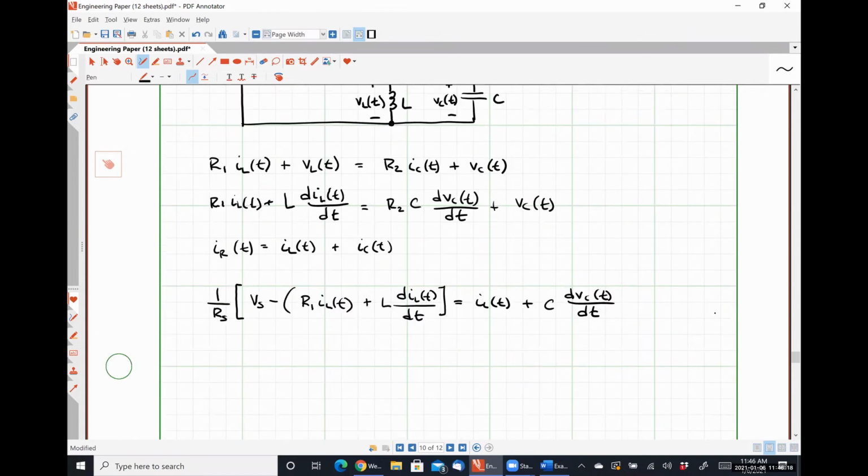So let's be explicit here so I don't make a mistake. We're going to have VS over RS minus R1 over RS IL of t plus L over RS dIL of t by dt minus IL of t is equal to C dVc by dt.